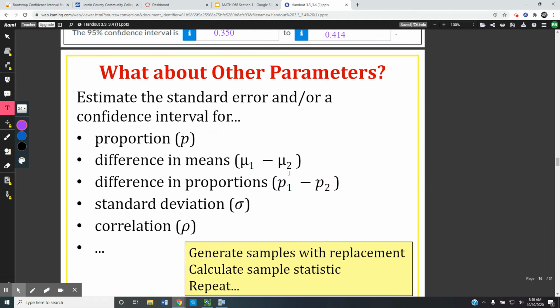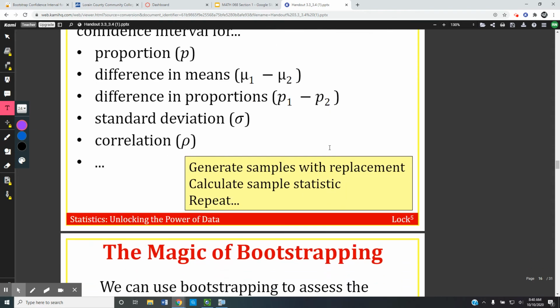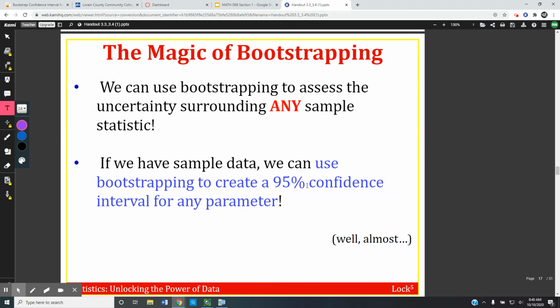It says, what about other parameters? Well, it turns out that we can really use this for any parameter that we want. We can use it for a proportion, a difference in means, proportions, standard deviations, correlations. It will work for anything that we have to do. We just have to recalculate many samples. The magic of bootstrapping is that it works for any statistic. If we have sample data, we can use bootstrapping to create a 95% CI. If we're not calculating a 95% CI, we have to do things just a little bit differently, and we'll do that also.